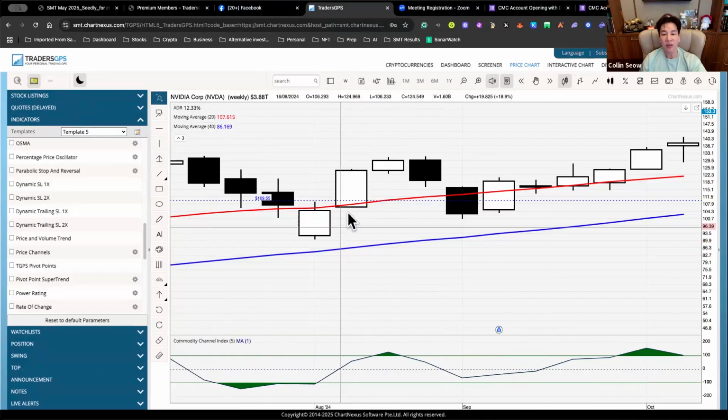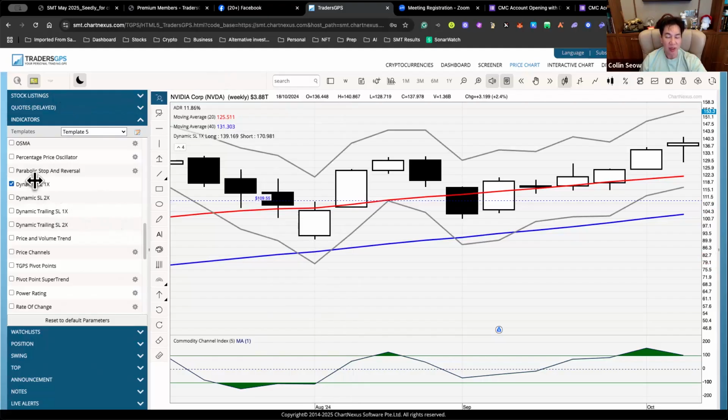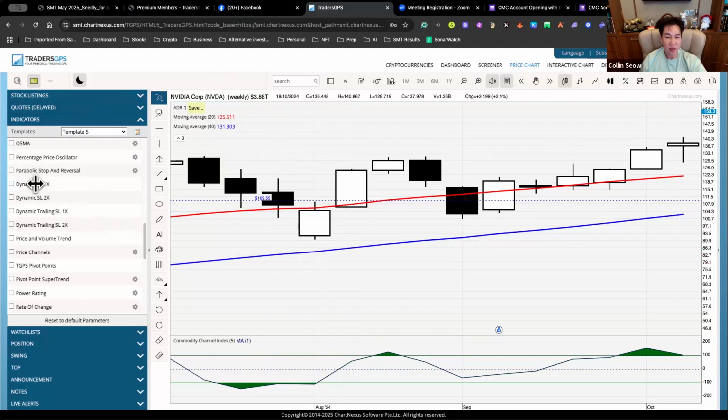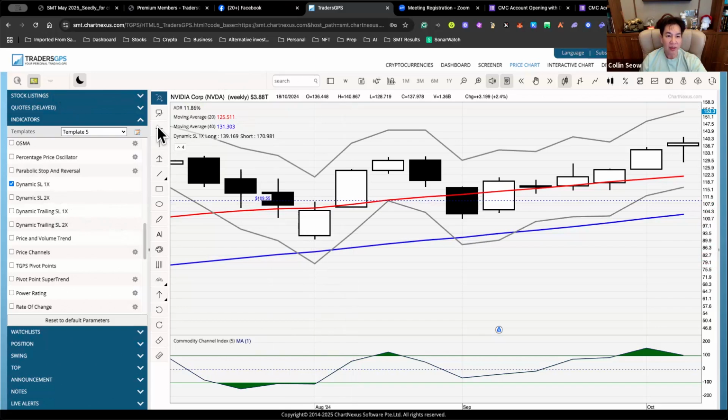Once you trigger already, what's your stop loss? Where's the stop loss that you put in? How do you set your stop loss? Dynamic stop loss 1. Let's go to here. For dynamic stop loss 1, you click on it here, and you can see the price here, the gray line here.